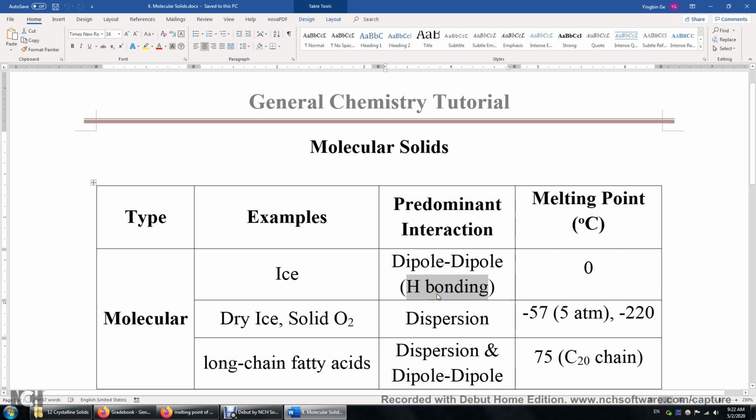Hydrogen bonding is the strongest type of attraction in the dipole-dipole interaction category. So still it's dipole-dipole interaction, but in particular, the dipole-dipole interaction between water molecules is called hydrogen bonding. The melting point of ice is 0 degrees Celsius under 1 atm pressure.